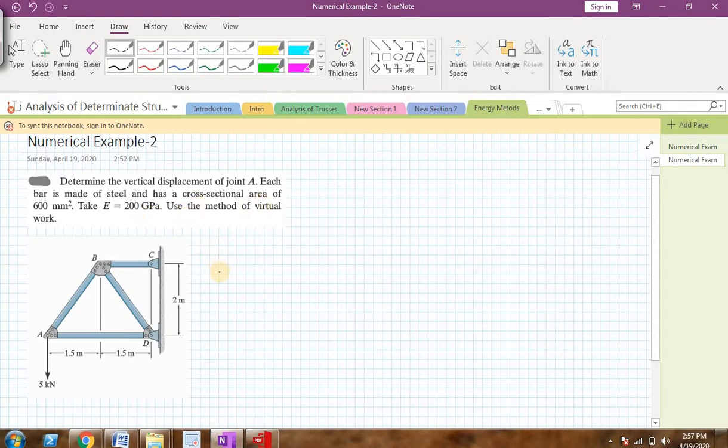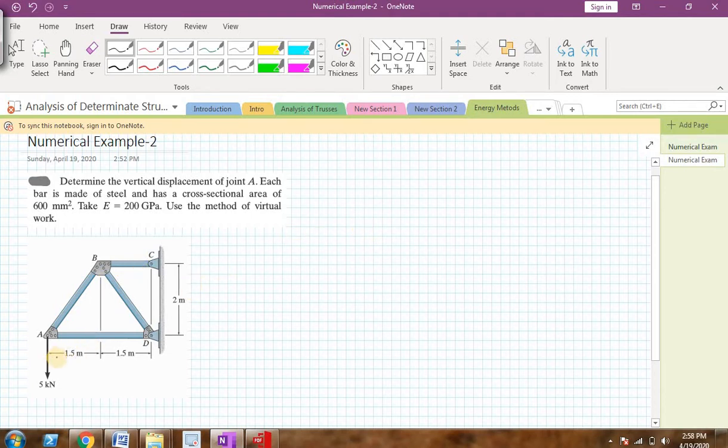Now the principle is very simple and the steps are very simple. First, I have to take the truss, remove this external load, and put 1 kilonewton at point A in the downward direction, or I can say in the vertical direction. Why do I put a downward force only, and not horizontal? Because they have asked us to find the vertical displacement of joint A. So first I remove this external load, put a 1 kilonewton downward force at A, and analyze this truss by method of joints. Find the force in each and every member of the truss and note them down.